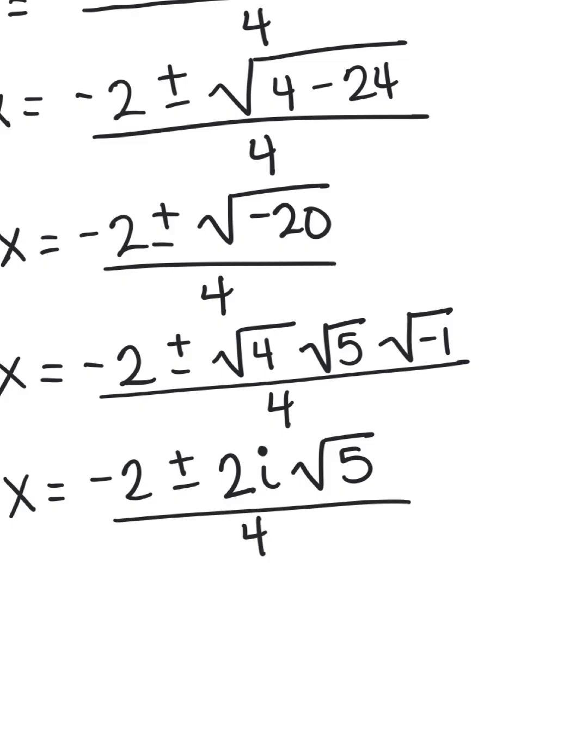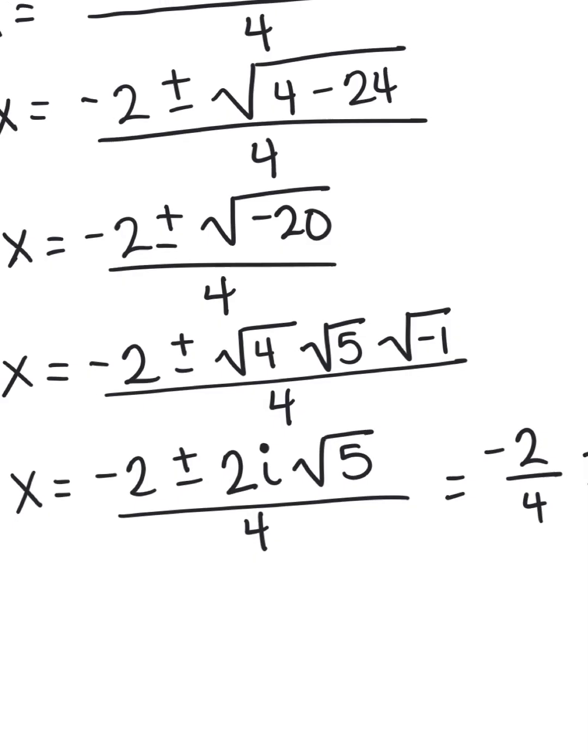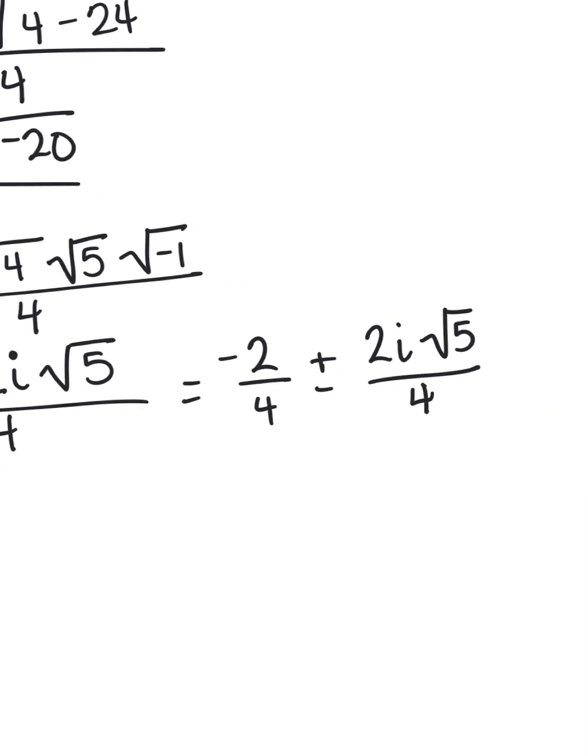And from here, it's up to you, whichever way you want to do it. Some kids will use the -2 and divide it by 4, plus minus, and then the 2i square root of 5 divided by 4, and you reduce those fractions. The other way to do it is to factor out the GCF in the top. You get the same answer either way. So you can also do this factoring out a -2.